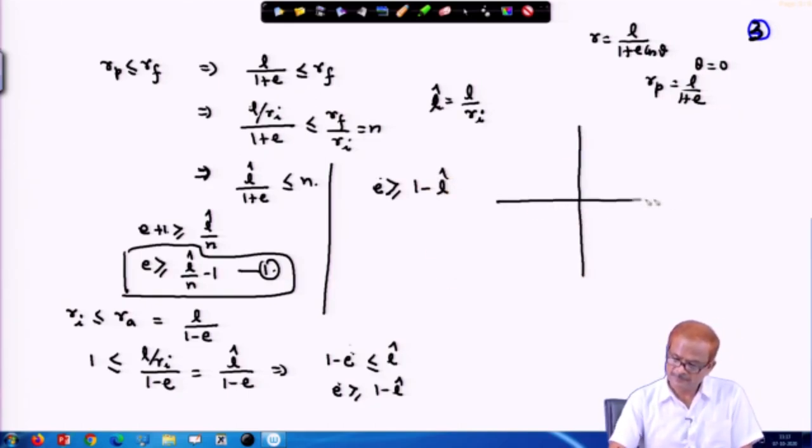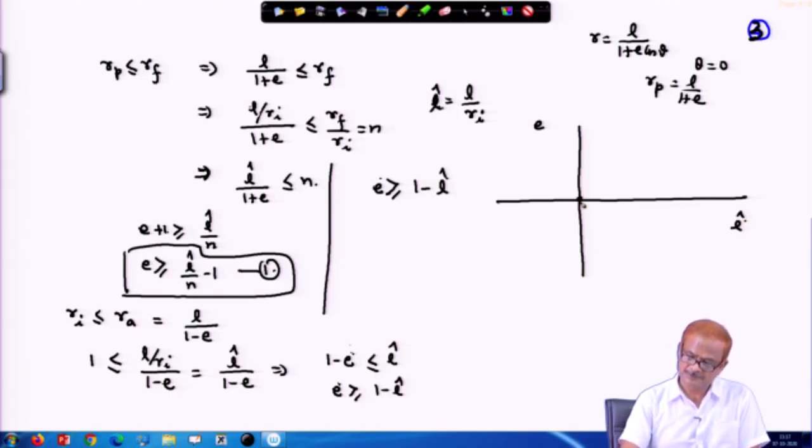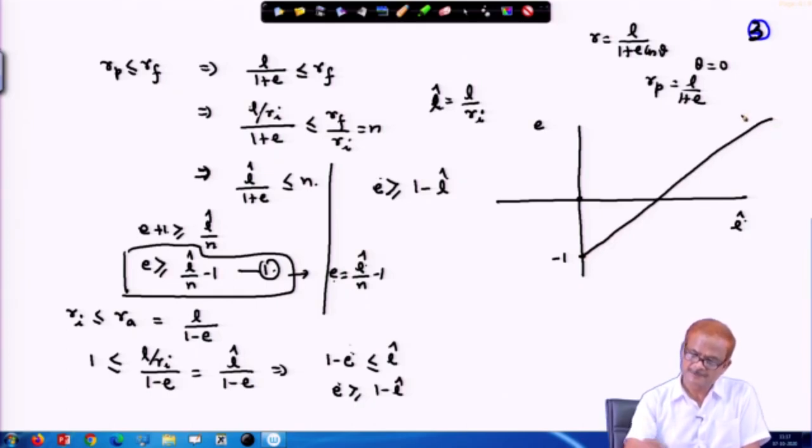Now, we plot both of them, we plot e on this side and L cap on the x axis, this is the origin here. So, once L cap is 0, from here we can see this equation, if we just equate with the equality sign, e equals minus 1. So, somewhere it cuts here at this point, say this is minus 1. And the slope of this curve is 1 by n. So, it goes like this. n is less than 1 in this particular case, and therefore, we will draw accordingly. We are assuming 1 is present here, so it will be a little like this.